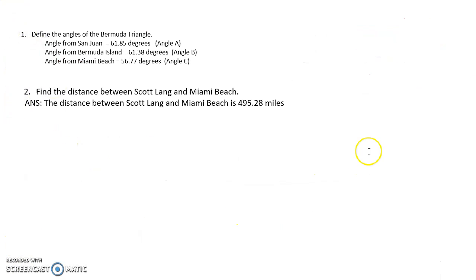And this would be our answer, in which for the first question, the angle from San Juan is 61.85 degrees. The angle from Bermuda Island is 61.38 degrees. And the angle from Miami Beach is equal to 56.77 degrees. And for the second question, the distance between Skyline and Miami Beach is 495.28 miles. And that's the end.